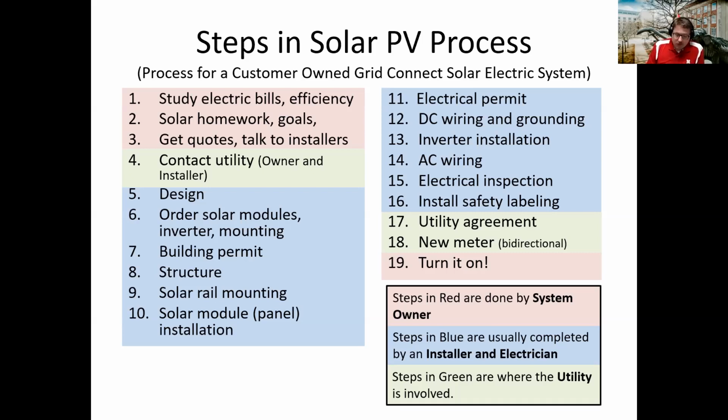This is kind of a process that I put together through helping a lot of people through this process, including myself. But number one is to study electric bills and efficiency. You should be paying attention to how much electricity you use and if there are the ability to reduce that in efficiency, insulation, LED lights, because you're going to have a better bang for your buck through efficiency than you are from solar. So that's a great place to start, is to understanding that. Spend some time with your electric bill.